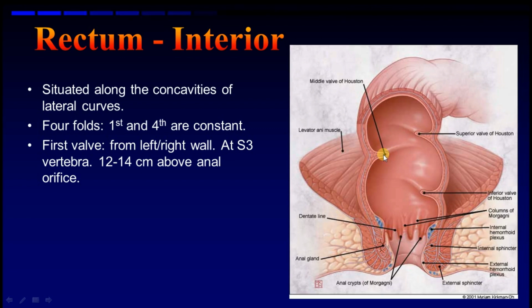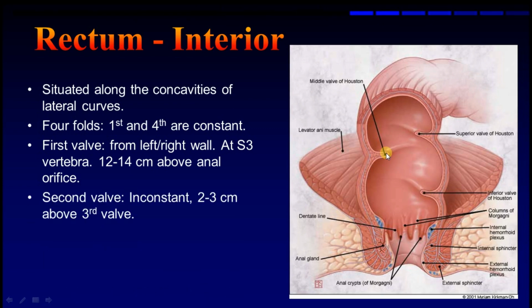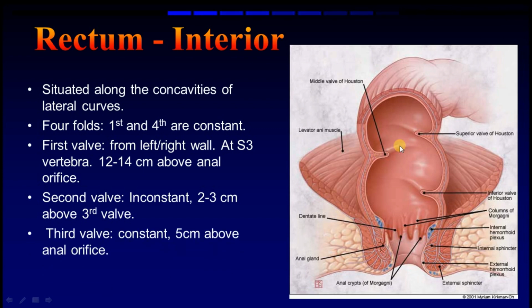The second valve is again an inconsistent valve, not always present, 2 to 3 centimeters above the third valve. The third valve is very important. It is constant and it is 5 centimeters from the anal orifice.